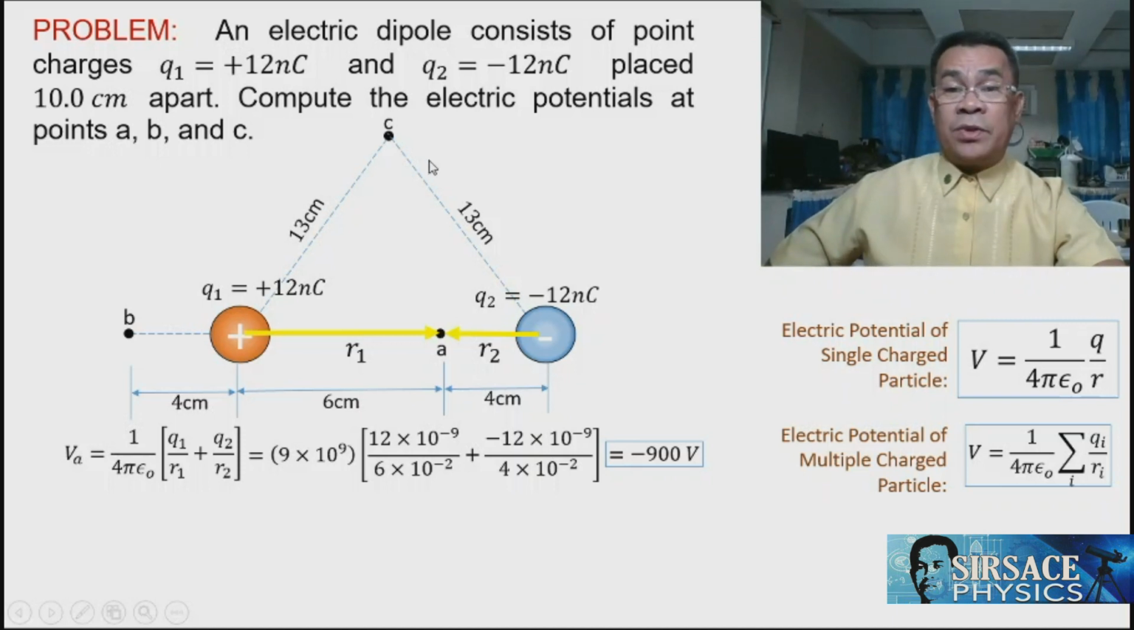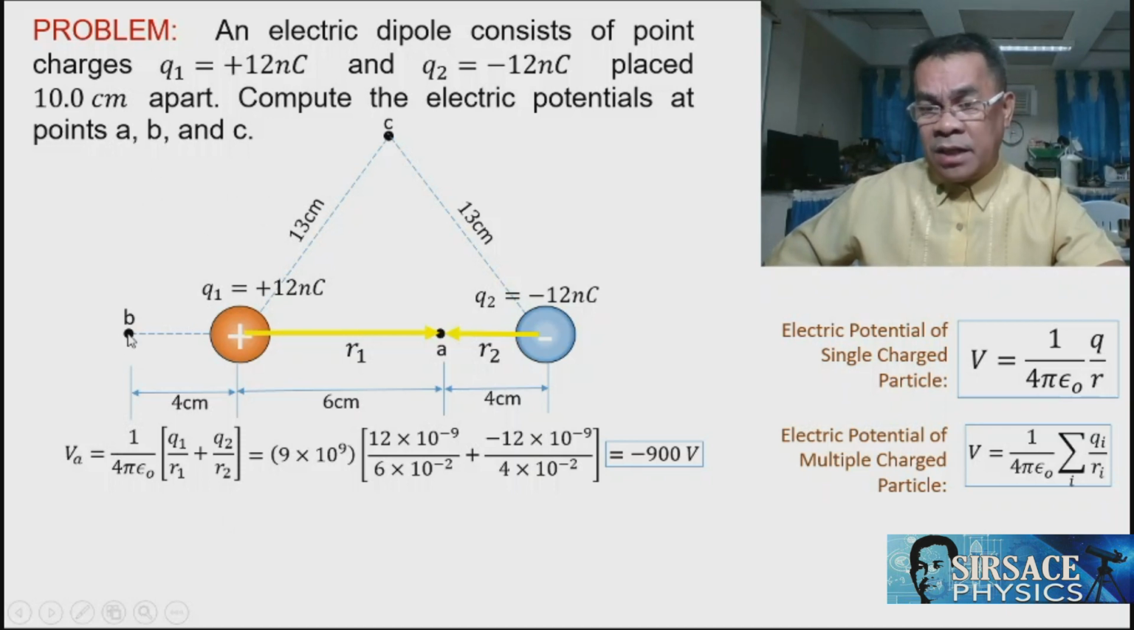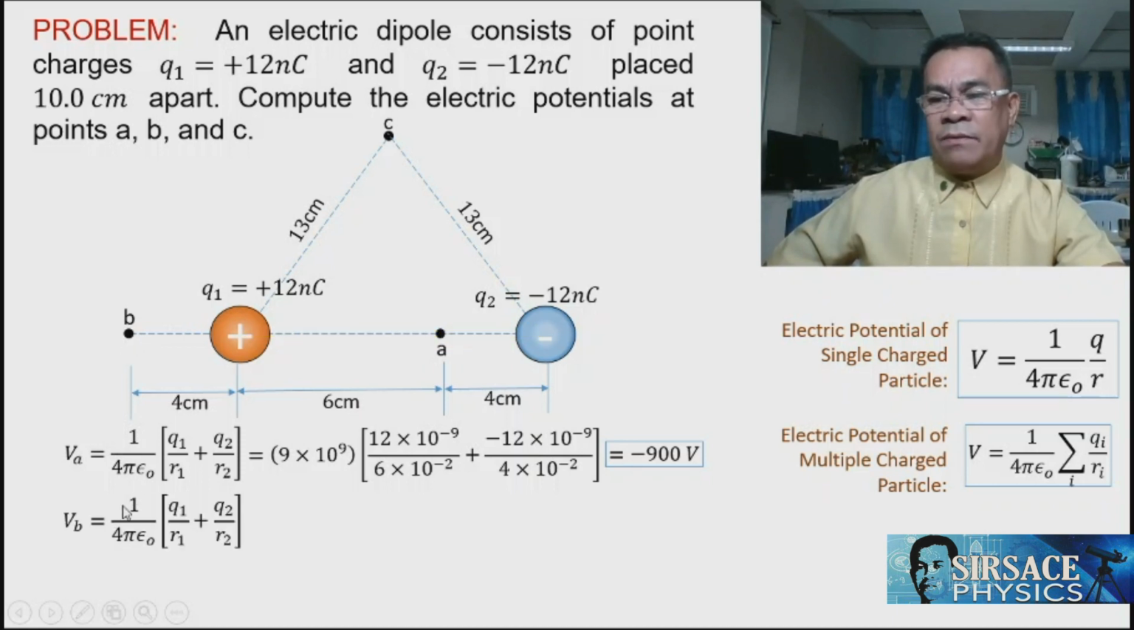Now, proceed to letter B. Letter B asks you to solve for the potential at B. Again, use the same formula: 1 over 4 pi permittivity, Q1 over R1. But this time, your R1 is different. If you remember, in calculating at point A, our R1 was coming from the positive charge towards A. Now we change our position here, so all R should be directed toward this point.